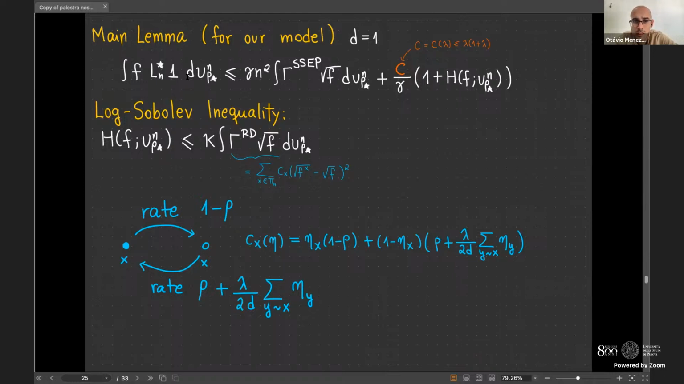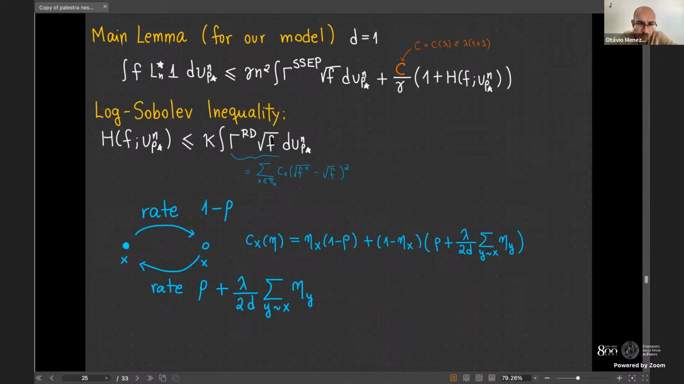I can try to say something about the computation. So you bound the integral of the adjoint against an arbitrary density in terms of the computational operator and the entropy itself. You combine this with a Log-Sobolev inequality, which bounds the entropy by a multiple of the computational operator.